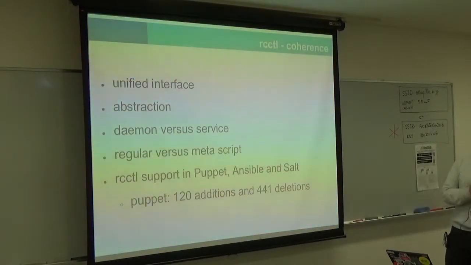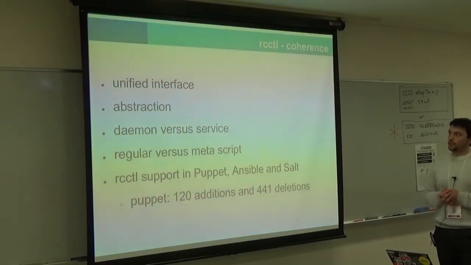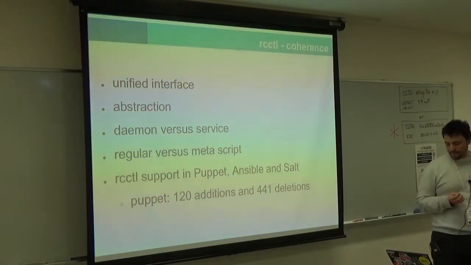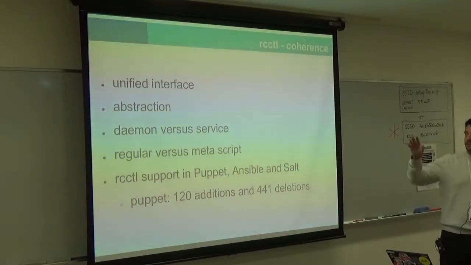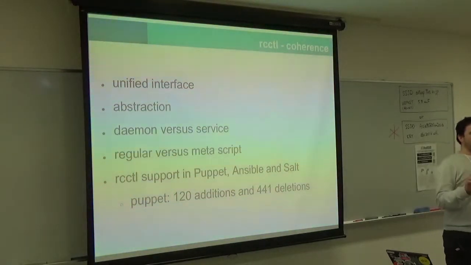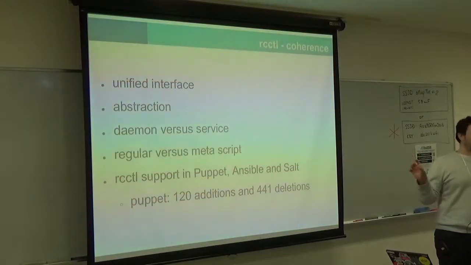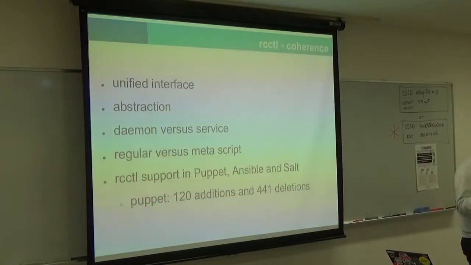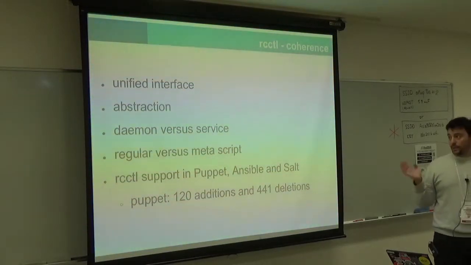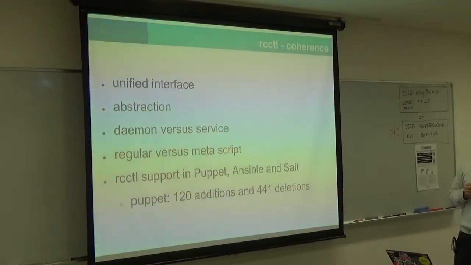So we provided a unified interface which abstracts all the weirdness behind rc.d, which completely abstracts the daemon versus service thing, and abstracts as well the regular rc.d script and the meta rc.d script. Because, for example, if you put in your rc.conf.local samba_flags equals something, then that will never work like we imagine, because samba is just a meta script. It's not a real rc.d script. And eventually we added rcctl support in Puppet, Ansible, and Salt.